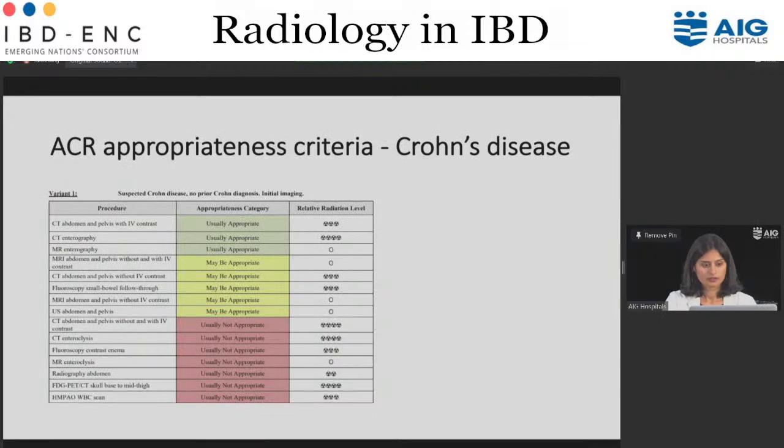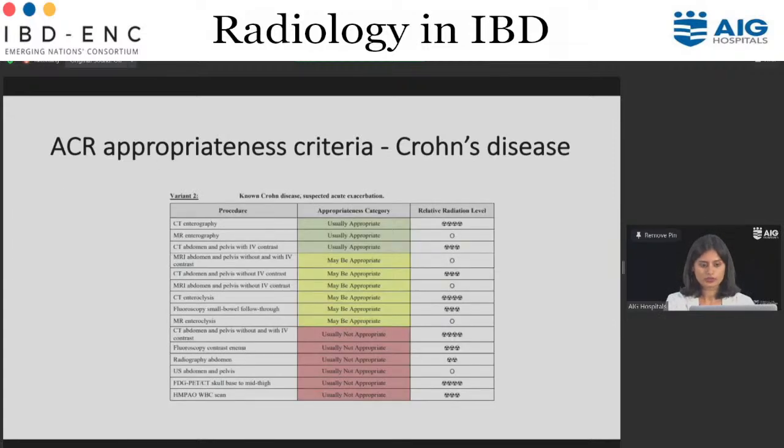So ACR appropriateness criteria for imaging in Crohn's disease: before a diagnosis is established and there is clinically suspected Crohn's disease, the appropriate imaging modalities include routine contrast enhanced CT abdomen, CT enterography or MR enterography, depending on the institutional protocols and availability. But when you know there is a Crohn's disease patient and you suspect an acute exacerbation, CT or MR enterographies are usually more appropriate, and MR is preferred over CT enterography in younger patients.